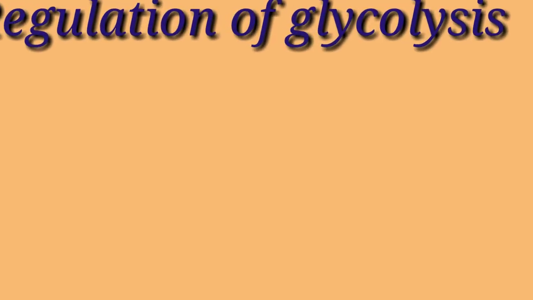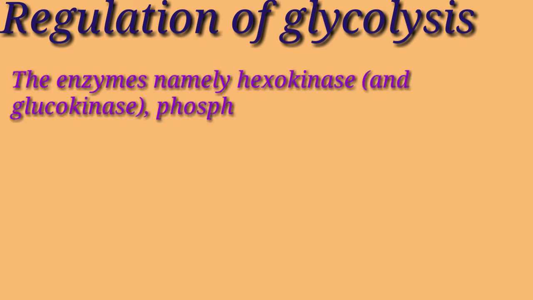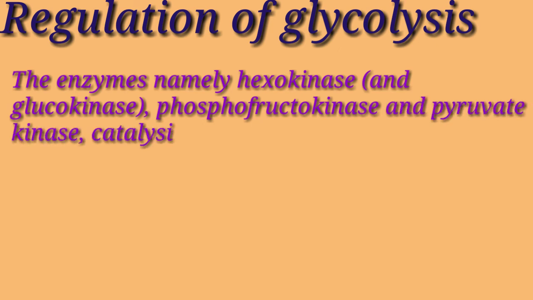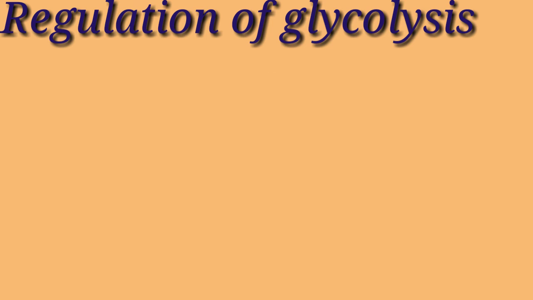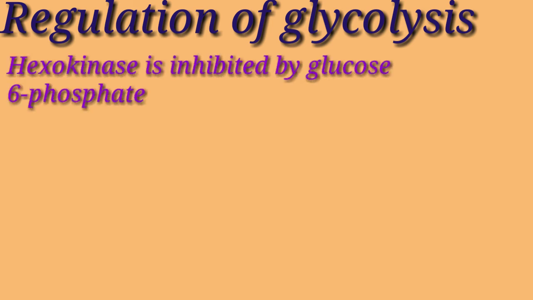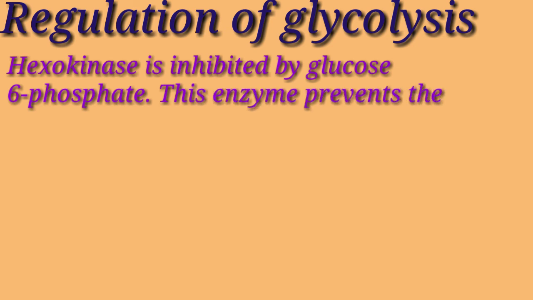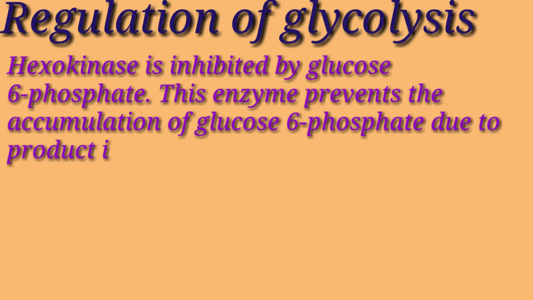Next, we'll study the regulation of glycolysis. The enzymes, namely hexokinase, glucokinase, phosphofructokinase, and pyruvate kinase, catalyzing the irreversible reactions, regulate glycolysis. Hexokinase is inhibited by glucose 6-phosphate. This enzyme prevents the accumulation of glucose 6-phosphate due to product inhibition.